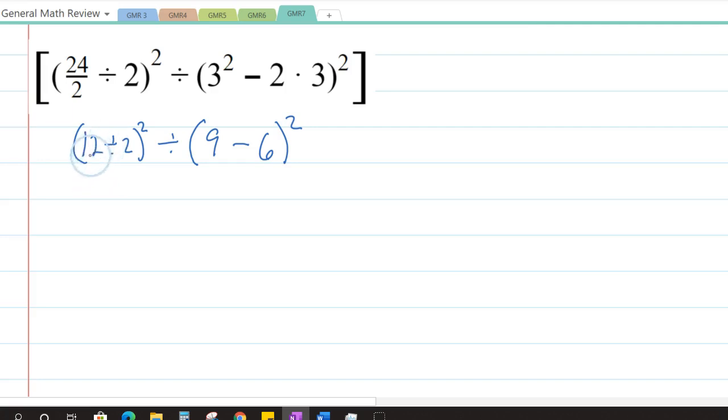Starting back on the left, 12 divided by 2 is 6. It's still being squared. Now you can put the parentheses there if you want or not. We're finished with them. Divided by 9 minus 6 is 3. Squared, again, the parentheses are optional at this point. 6 squared is 36, divided by 3 squared is 9. So we took care of the parentheses, then the exponents, and now the division. 36 divided by 9 is 4, and we are finished. Notice I didn't bring down the large brackets because they didn't actually do anything for me.